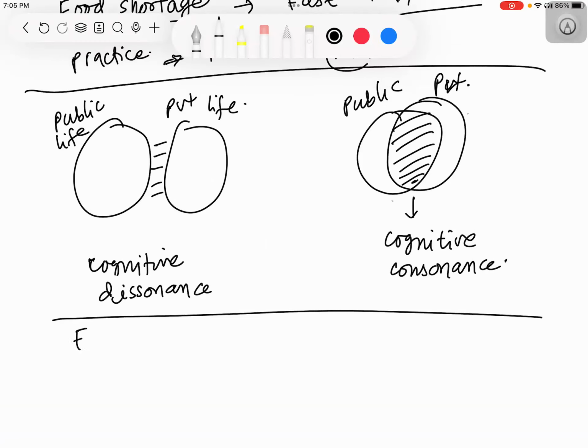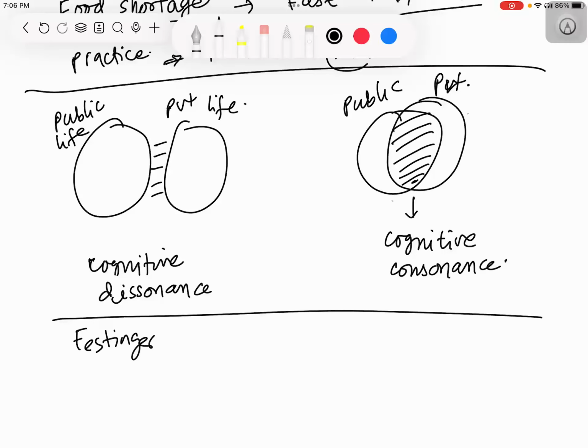Leon Festinger is the person who gave this theory. But basically, suppose you are saying that I'm an honest person, but in your heart you know that you are not an honest person. So you will feel cognitive dissonance, meaning uneasiness inside. Even if you don't show it outside, you will feel uneasiness inside. So you yourself will be the worst sufferer.